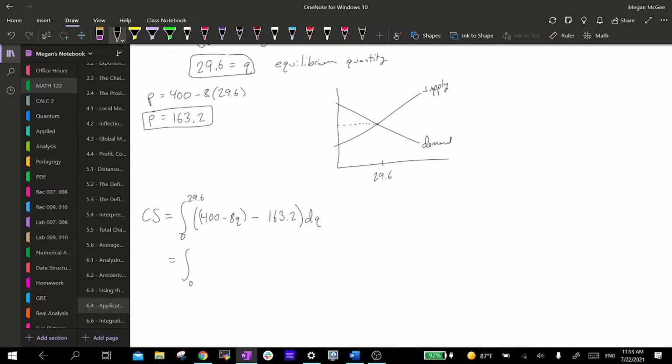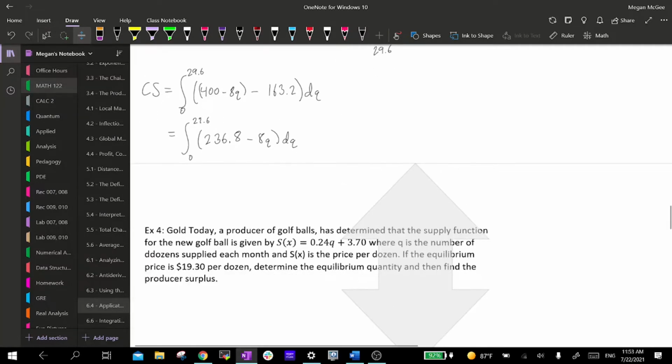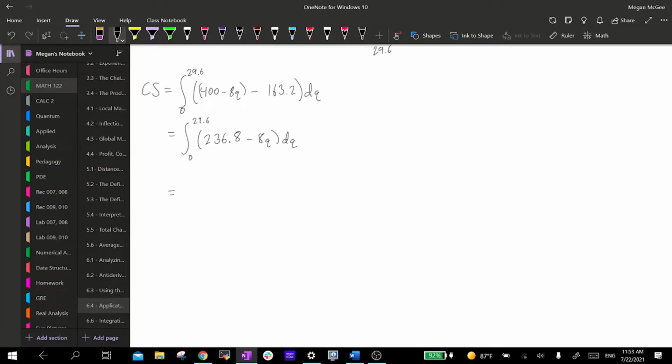Then we need to go ahead inside and simplify our integral. So 400 minus 163.2 gives us 236.8, and then minus 8q dq. Go through and take this integral. So we have 236.8 times q minus q squared over 2 times 8. So this just comes to 4q squared, evaluated from 0 up to 29.6.